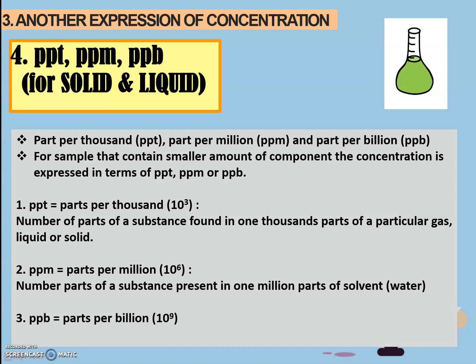For this video, I just want to highlight the next topic for another expression of concentration. So there are PPT, PPM, PPB. This is usually to measure concentration in dilute solutions. PPT is part per thousand, PPM is part per million, PPB is part per billion. So 1000 is exponent 3, million is exponent 6, billion is exponent 9.